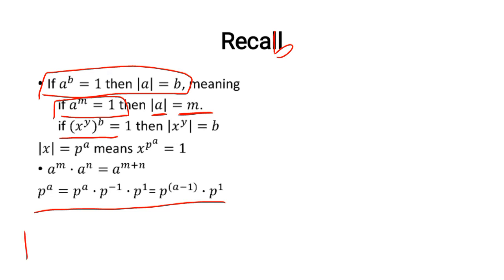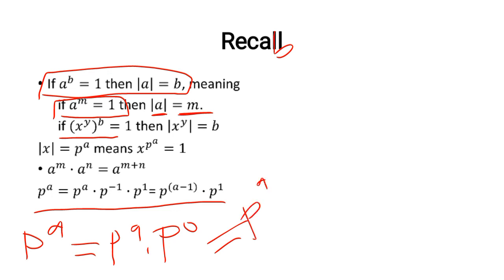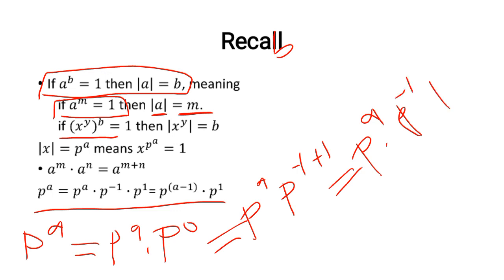Now watch. P raised to power A. Do you agree it's the same thing as P raised to power A times P raised to power 0? But P raised to power 0 is 1, right? So do you agree that it's the same thing as P raised to power A times P raised to power minus 1 plus 1? Because minus 1 plus 1 is 0. I'm sure you've seen that. So do you agree indices allows me to do this? P raised to power A times P raised to power minus 1 times P raised to power 1. And you see that? That's what is here.